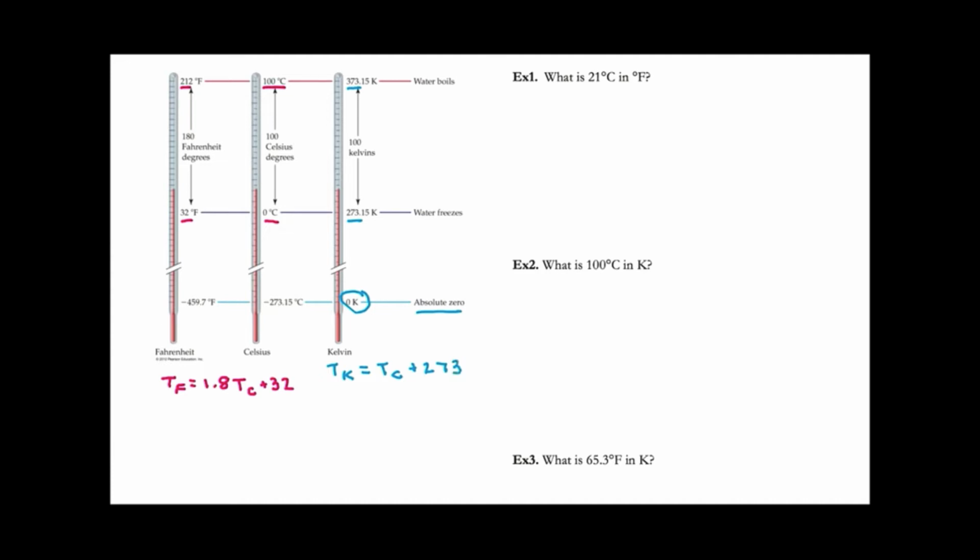All right, so now let's work on converting between Fahrenheit, Celsius, and Kelvin with 3 examples. Here it says, what is 21 degrees Celsius in Fahrenheit? So I need to use my formula. I know that my temperature in Fahrenheit equals 1.8 times my temperature in Celsius plus 32. Okay, let's plug in the value that I know. I know my temperature of Celsius is 21, so my temperature in Fahrenheit equals 1.8 times 21 plus 32. Okay, so when I plug that into my calculator, the answer I get for Fahrenheit is 69.8.